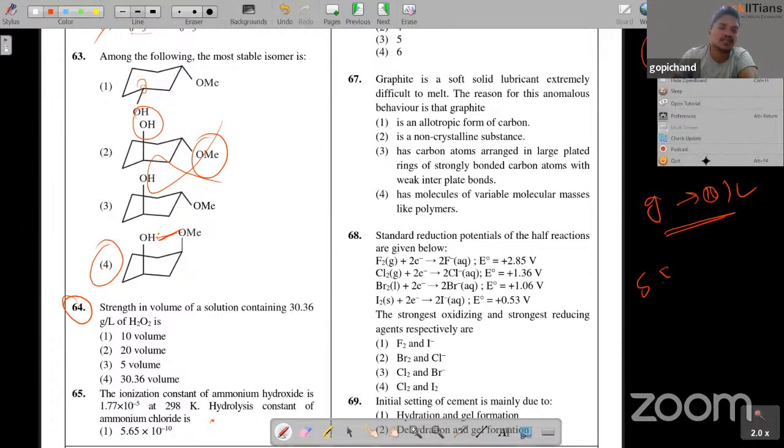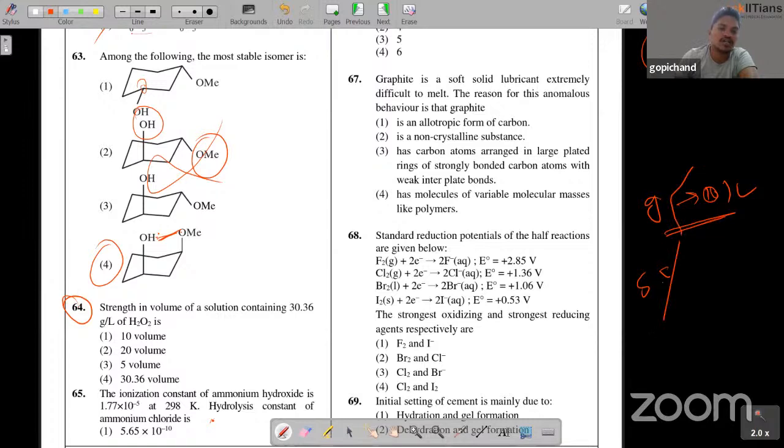And in this case, we want to know that a volume strength is given. If you find the molarity, that is 11.2 into 0.36, if you can calculate, you are going to get the value approximately 10 volume. Okay. We'll check this one, the answer.